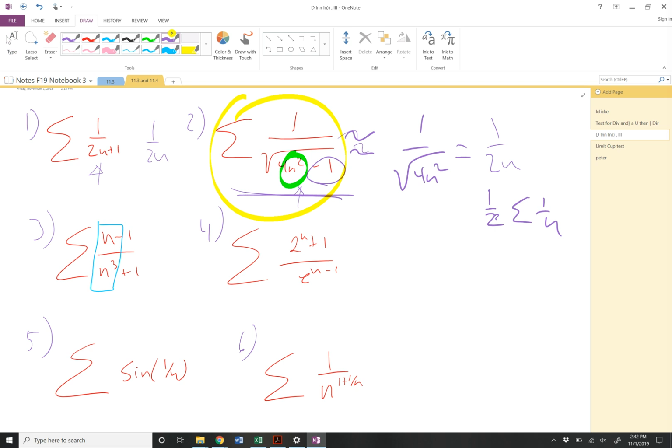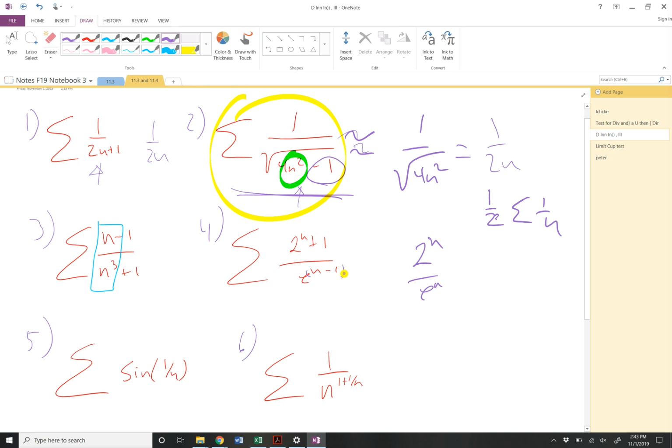What are we thinking here for number 4? What's a series that should behave close to this, that we know converges or diverges? What's the dominant term in the numerator? 2 to the n. What's the dominant term in the denominator? e to the n. It is e to the n minus 1, in the exponent right there. But e to the n is going to be close.